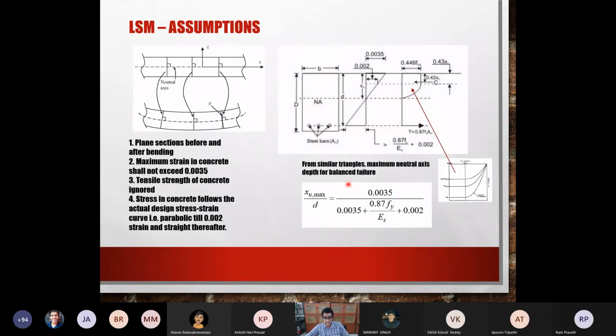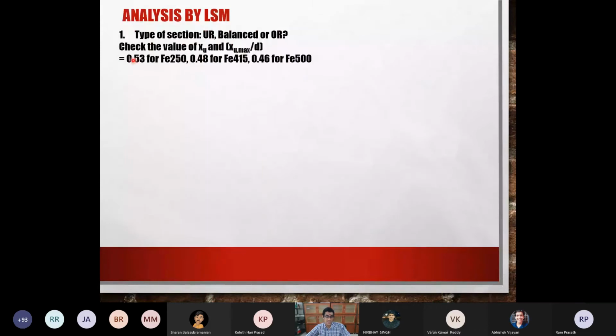If you go back here, XU max by D, this is a constant, this is a constant, this is a constant. ES is also usually a constant. Only Fy changes. So you just substitute the value of Fy, whether it is 415 or 500 or 550, 600, whatever it is, and you will get a constant number. That is what these constants are: 0.53, 0.48, 0.46. As the grade of steel increases, this coefficient keeps reducing. Fe500 is 0.46, Fe415 is 0.48, 0.53 for Fe250.